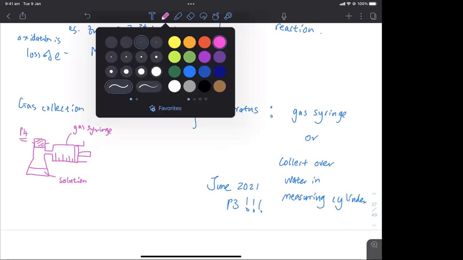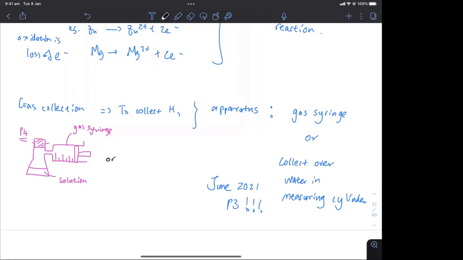Now, there's another alternative method. This is the collection over water, the one which I mentioned. Again, you need to seal it up. This will collect over water, so it's like a downward displacement. Your measuring cylinder is inverted, meaning the other way around. You need to fill it up to the max, and then invert it completely into the water so that the water doesn't come down.